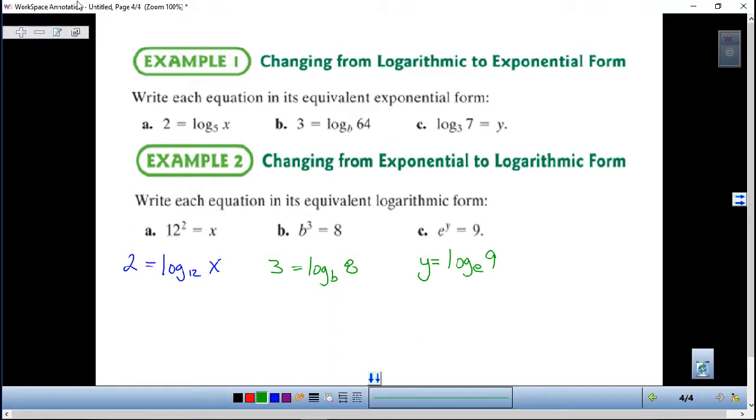So not quite as straightforward going from the exponential to the logarithmic, but it's not that difficult. Get your base into the base of the log and then swap the two things on the side. Here the 2 was with the base 12. Well, in the log, notice it's on the other side of the equal sign. And so the exponent and the answer are going to swap places.